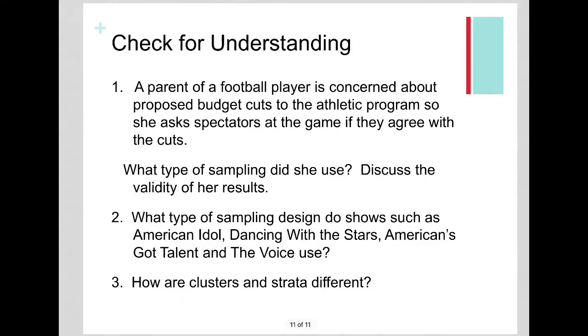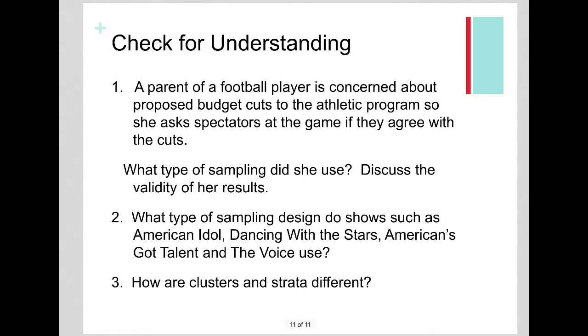Now, just to kind of wrap up here, hopefully you can answer these questions and relate them to what you've basically learned in this video. So, number 1, a parent of a football player is concerned about proposed budget cuts to the athletic program, so she asks spectators at the game if they agree with the cuts. So based off of that information, what type of sampling do you think she used?